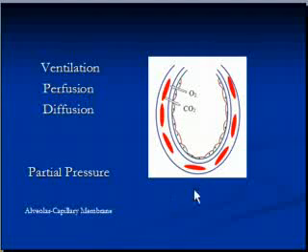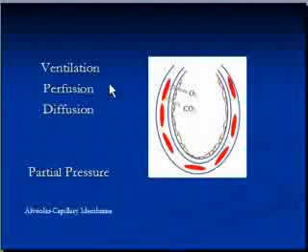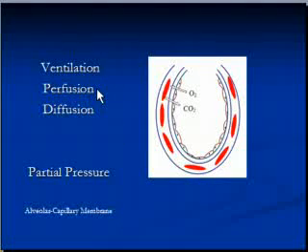And partial pressure. In a mixture of gases, each gas has a partial pressure, which is the pressure which the gas would have if it alone occupied the volume. The total pressure of a gas mixture is the sum of partial pressures of each individual gas in the mixture. Now, ventilation and perfusion can mismatch because of a number of reasons, and will be indicated by the arterial blood gases.